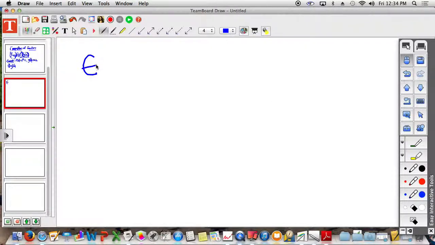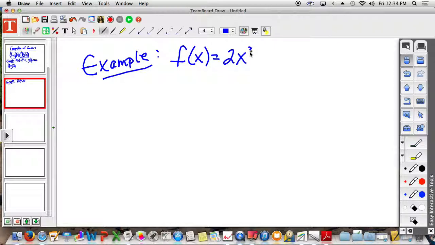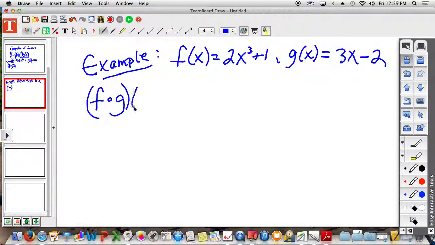All right, another example. Let's say that f of x is equal to 2x cubed plus 1, and that g of x is equal to 3x minus 2. What I would like you to do is f comp g of x. So we're going to do f of g of x, which really means f of g of x.